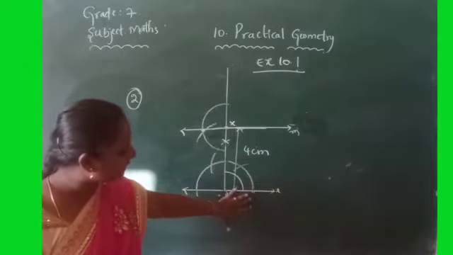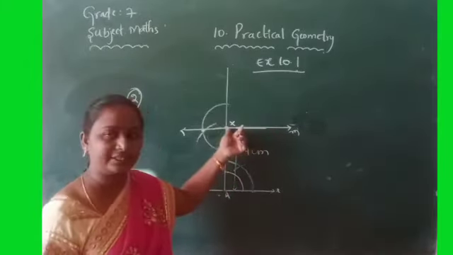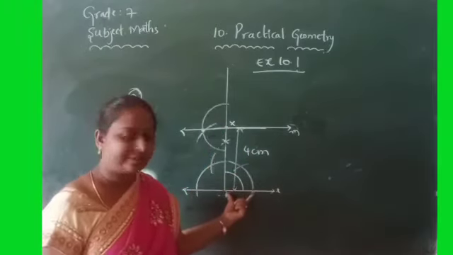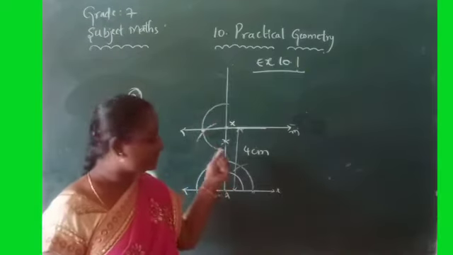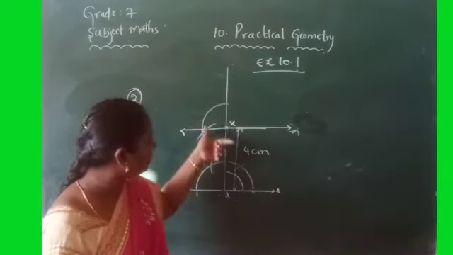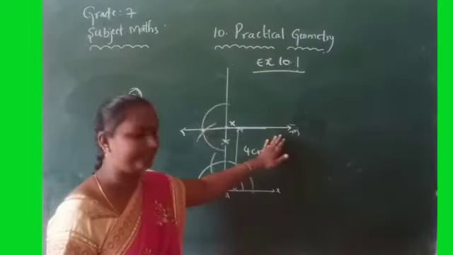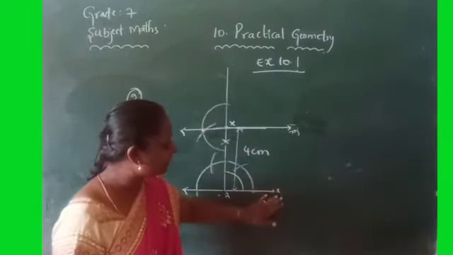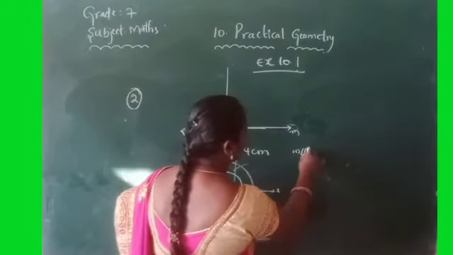To this L, we have to draw the perpendicular. Again take X as a center, with the same convenient radius, and draw an arc. Take this length and draw one more arc. This arc cuts here. Now join this. Is this line perpendicular to L or not? Yes, so this M is perpendicular to L.